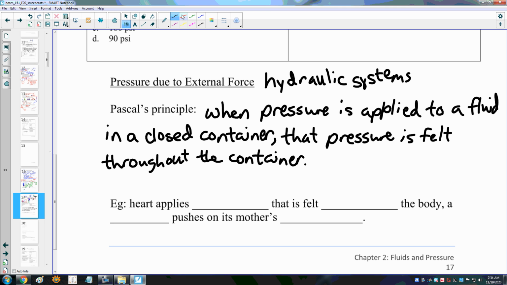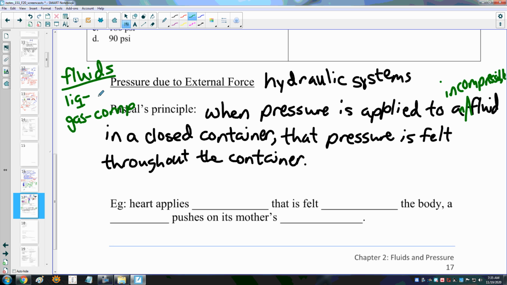Now, let me be a little more specific here. When pressure is applied to an incompressible fluid, all right, when we talk about fluids, remember we said that fluids include liquids and gases. Gases are compressible. I can take a gas and apply a pressure to it and make it fill a smaller space. Liquids, on the other hand, are incompressible. So gases are compressible, liquids are incompressible.